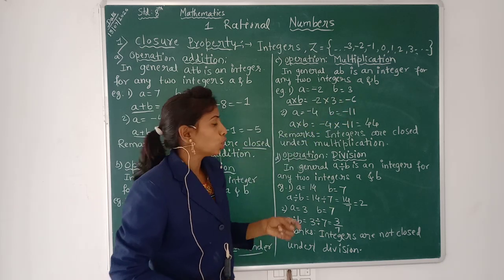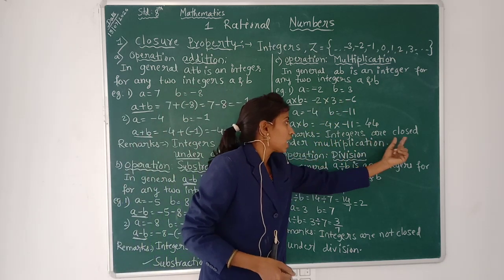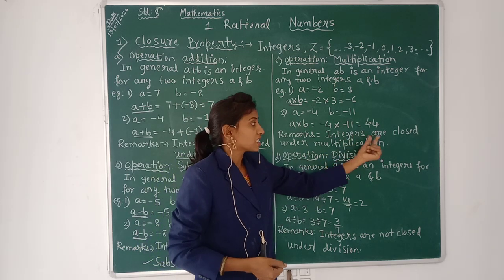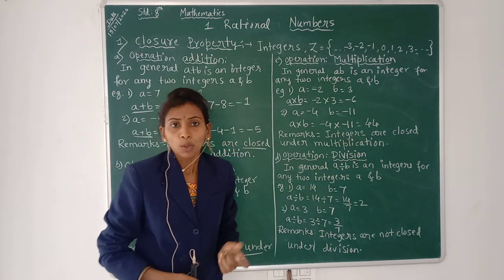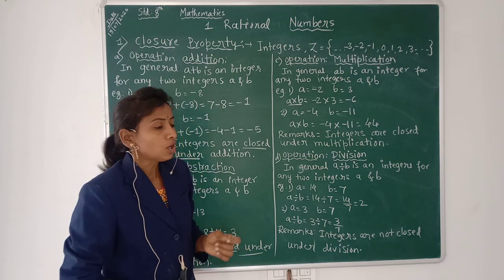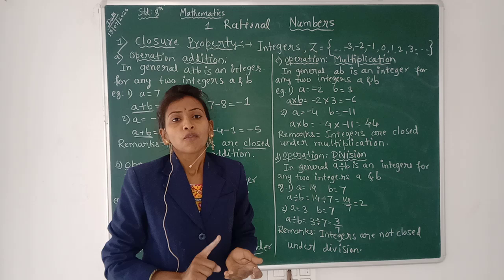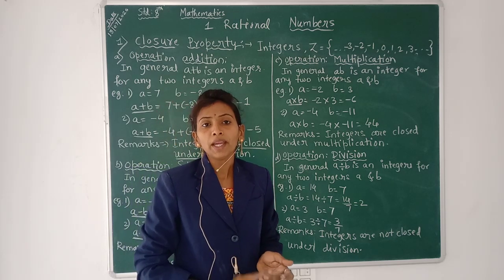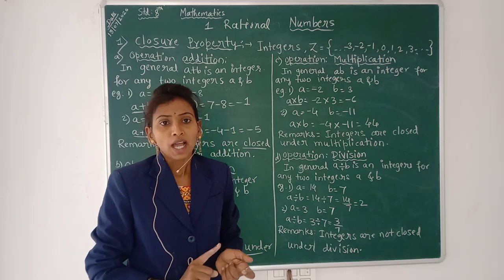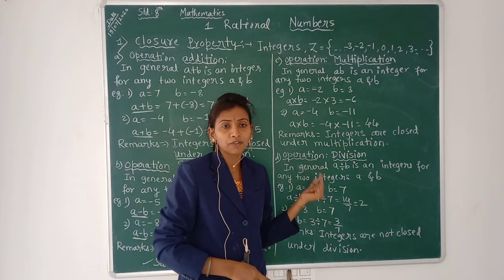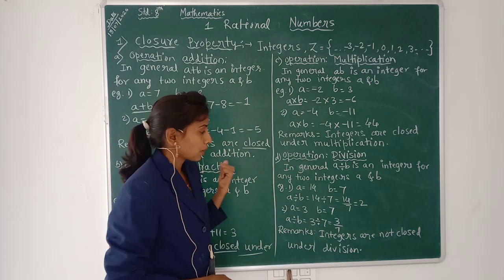Now what will we conclude? Integers are closed under multiplication. So addition, subtraction and multiplication for integers all obey the closure property. And the last one is the operation division. We will check for the division operation.